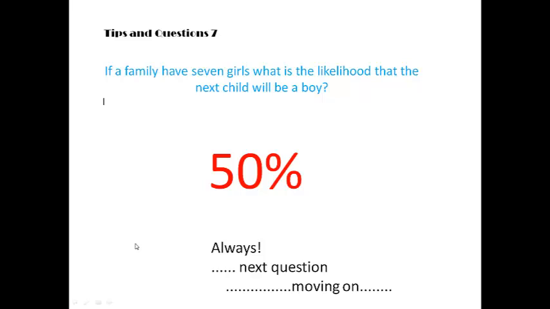Question 7. If ever you get asked a question, family of 7 girls, what's the likelihood the next child will be a boy? It's always 50%. Every time an egg is fertilized by a sperm, there is a 50% chance the sperm could be carrying an X and a 50% chance the sperm would be carrying a Y. Don't get any more complicated than that.